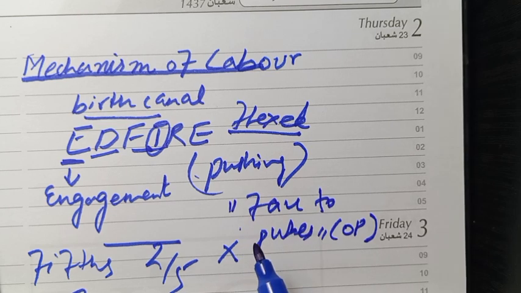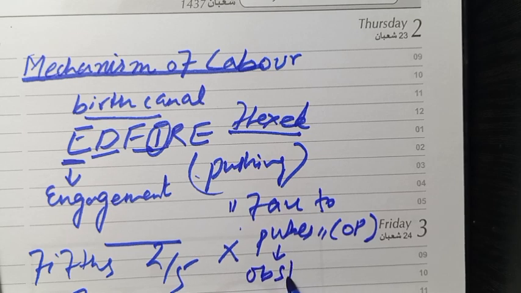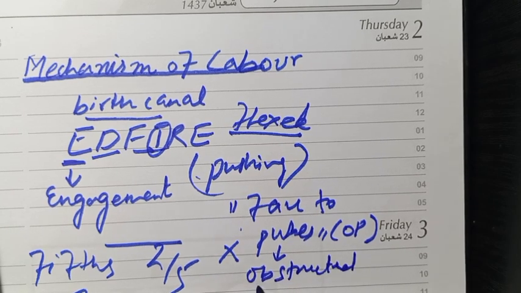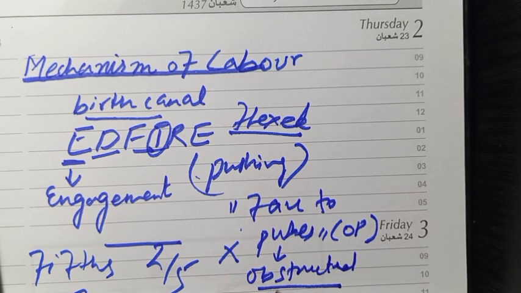Furthermore, the persistent OP position may be associated with extension of the fetal head and a resulting increase in the diameter presented to the pelvic outlet. This may lead to obstructed labor. It is an MCQ point, and the need for an instrumental delivery or even cesarean section.